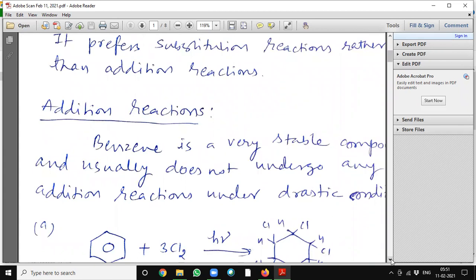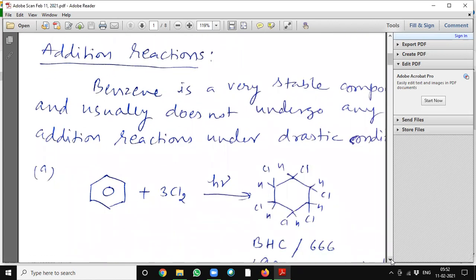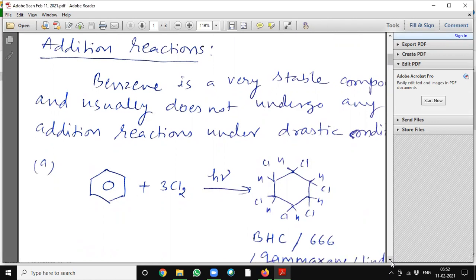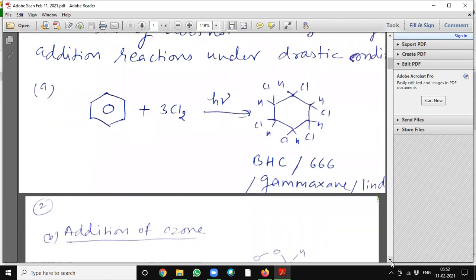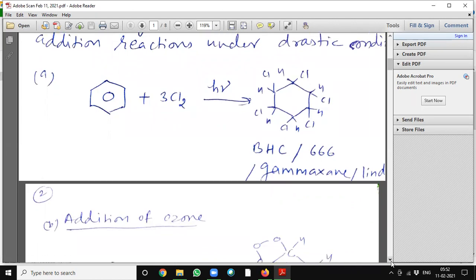Addition reactions. Benzene is a very stable compound and usually does not undergo any addition reactions except under drastic conditions. Benzene plus 3 molecules of chlorine will give benzene hexachloride, or it is named 666, or gammexane or lindane.